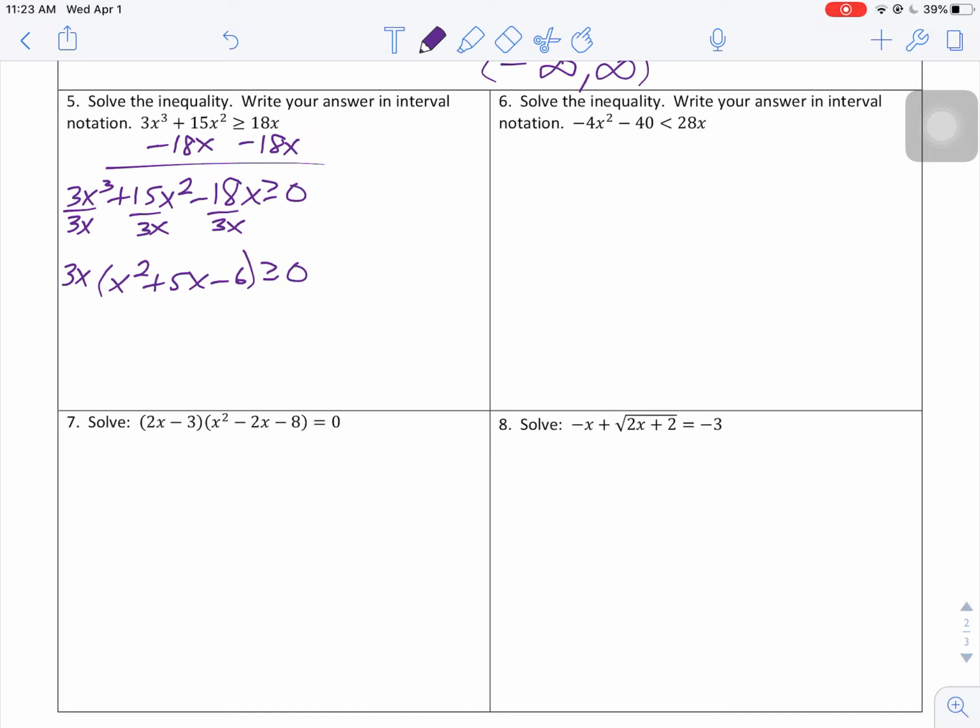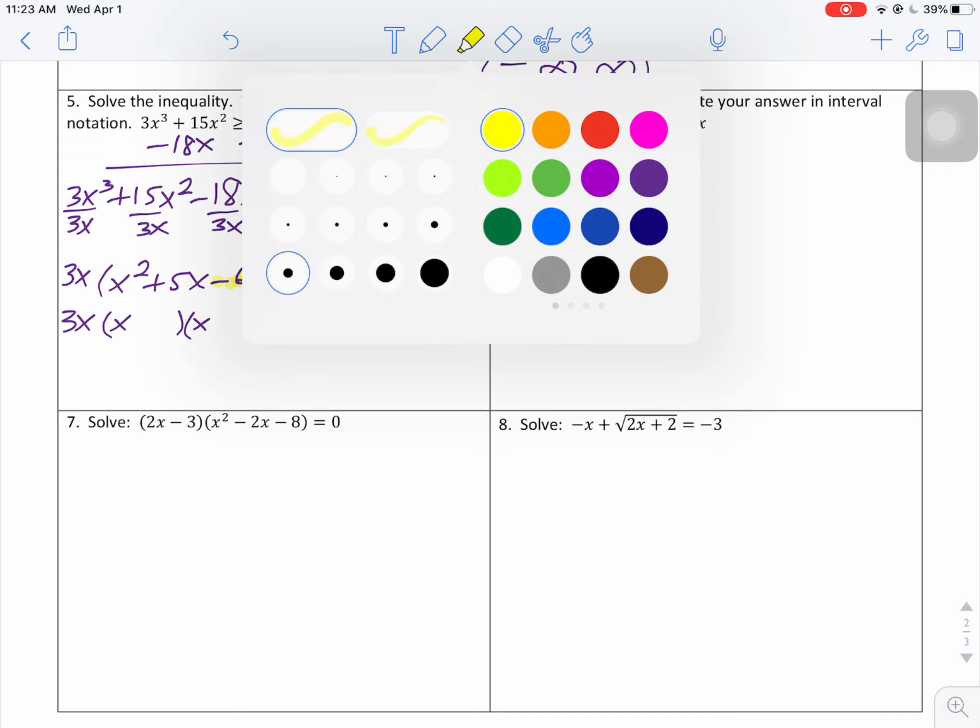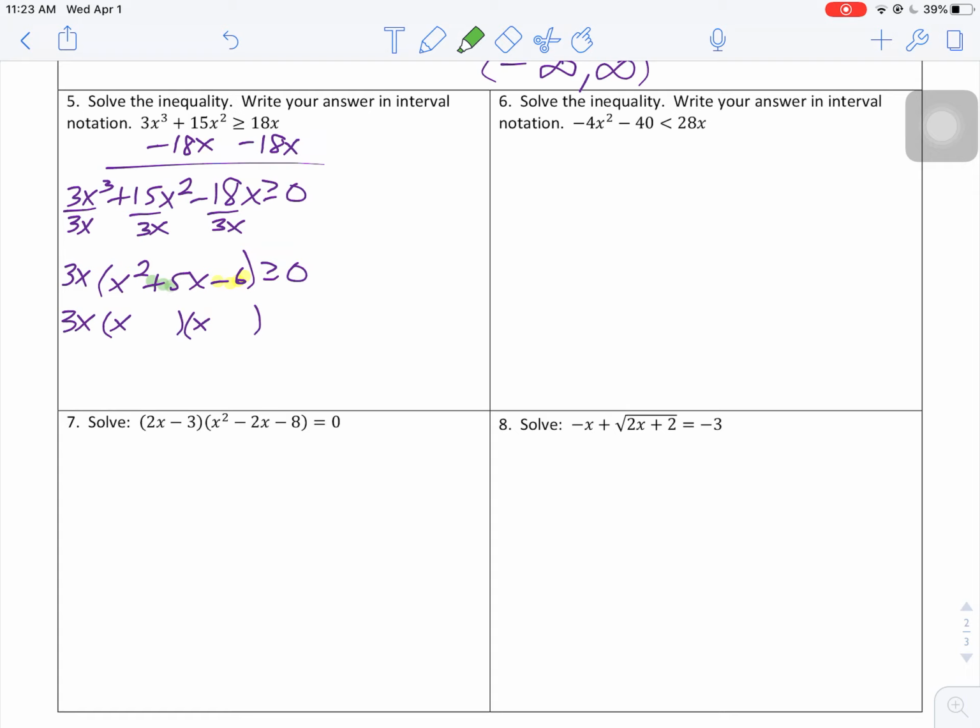Then, when you look at your leftovers in the parentheses, it's a basic trinomial. So we're looking for two numbers that multiply to -6. And then those same two numbers have to add to 5. So let's see here. Multiply to 6 and add to 5. Or sorry, multiply to -6 and add to 5.